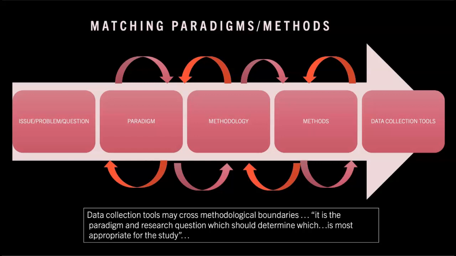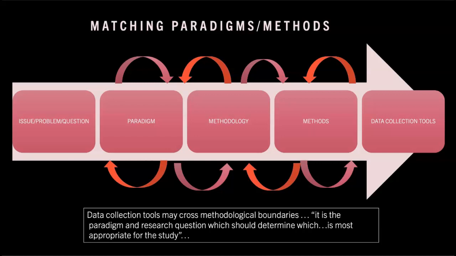So for example, in my doctoral research, my question was around resistance to gender equity policy. The paradigm that I chose was qualitative. My methodology was critical feminist phenomenology. And my methods included things like interviews, document analysis, and focus groups. So I had a variety of methods that I used.